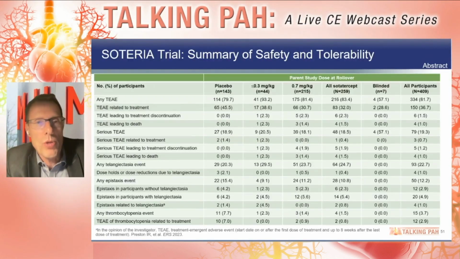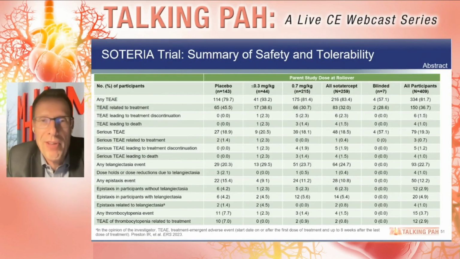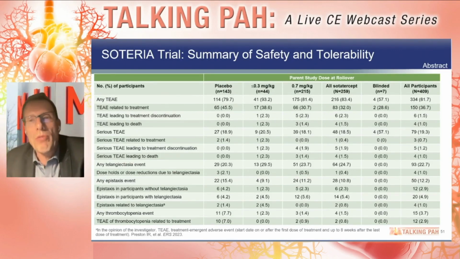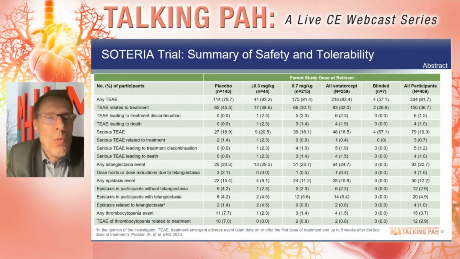And here, I don't want to scare you with this heavily overloaded table, but this is a summary of the side effects and adverse events that have been observed in Soteria after 1 year of exposure. So after 1 year of additional exposure, in addition to what has been used in the phase 2, phase 3 program, I think there are some quite interesting and reassuring data.